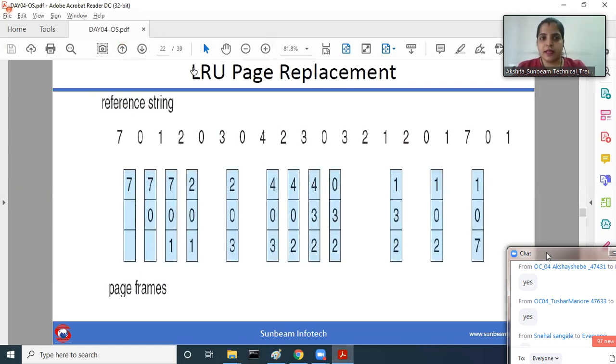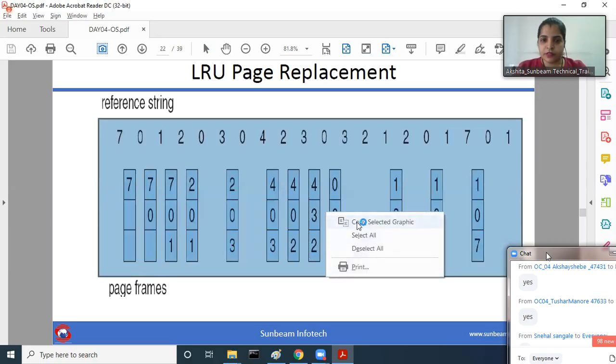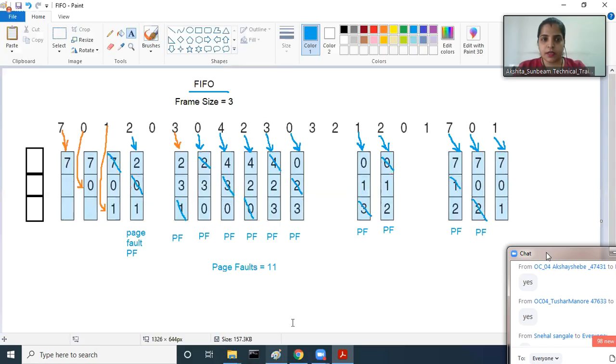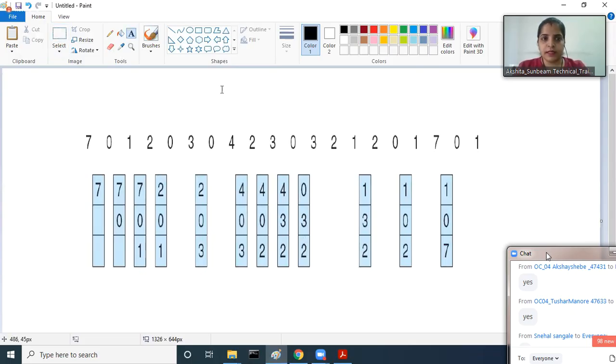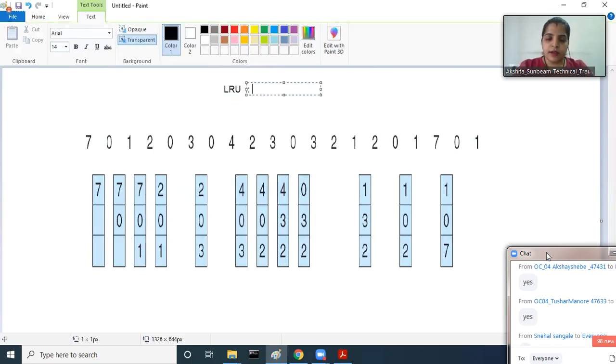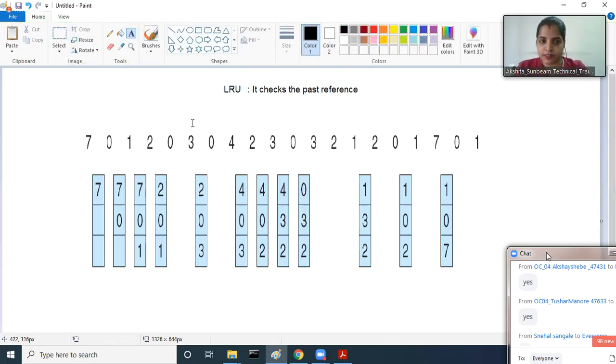The second says least recently used. Let us take the diagram of least recently used. I'll consider this same reference string. LRU stands for least recently used. Let us work with this. LRU means it checks the past reference. It will see the past references. We will go ahead step by step.